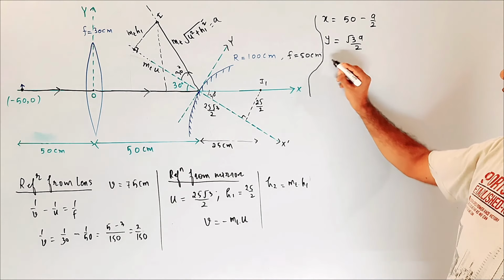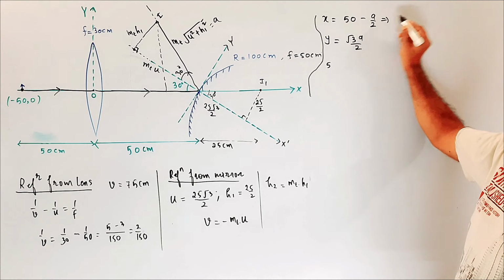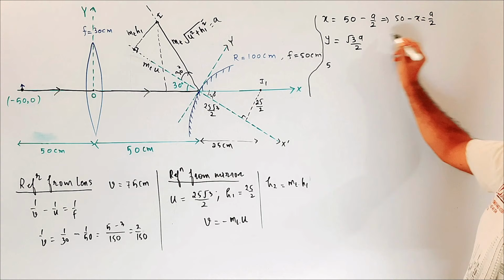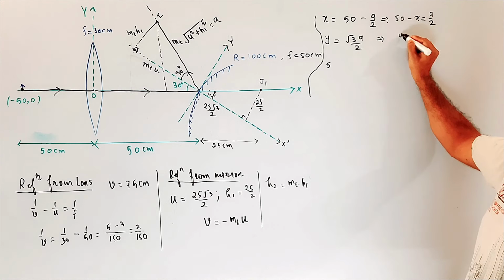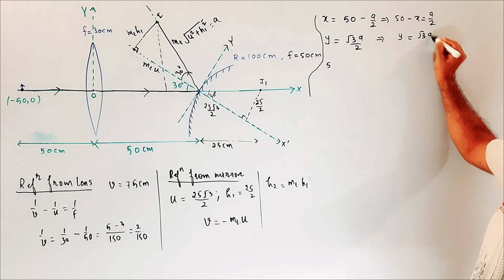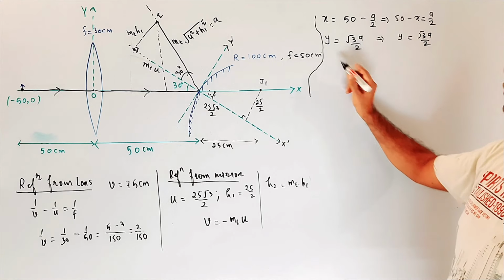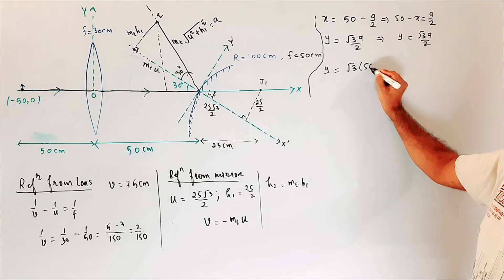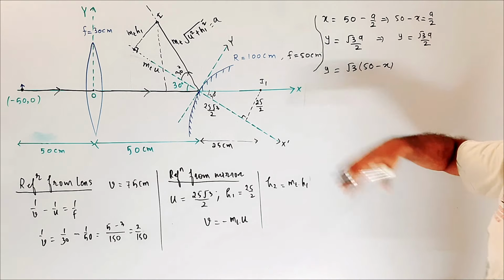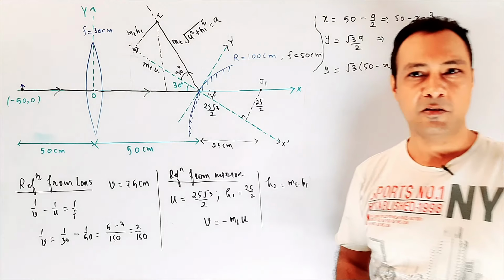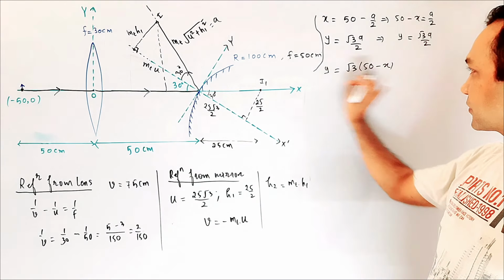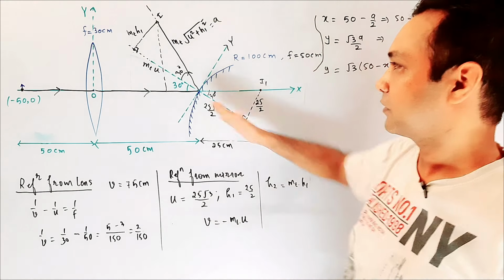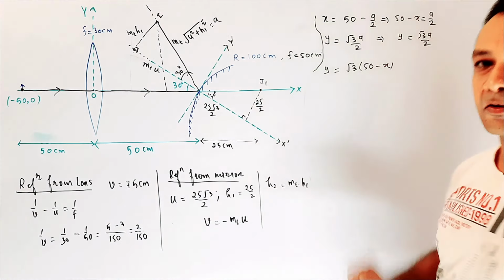So what I can write for 50 here can be written as 50 minus x is equal to a by 2, and this can be written as the same thing, y is equal to root 3 a by 2. So y is actually root 3 times (50 minus x). I'll check all four options one by one and see which of them satisfy. This is actually the equation of the line of the reflected ray. The reflected ray has this line equation.